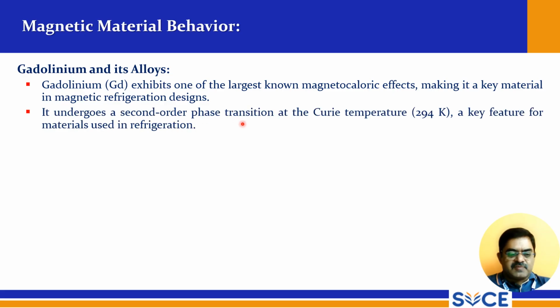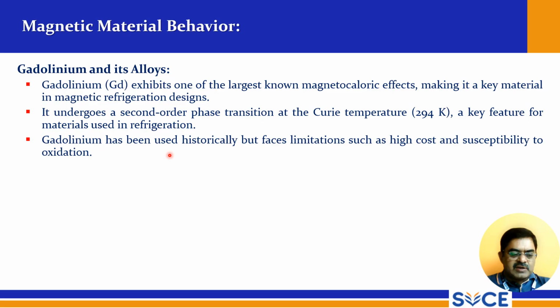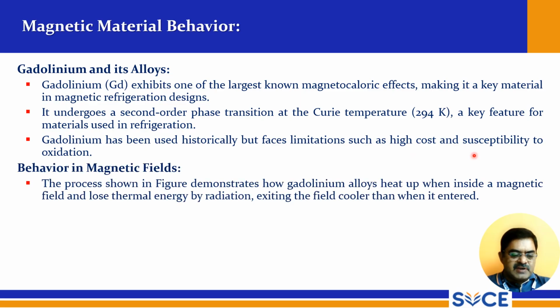It undergoes a second order phase transition at the Curie temperature of 294 Kelvin, a key feature for materials used in refrigeration. Gadolinium has been used historically but faces limitations such as high cost and susceptibility to oxidation. The process shown in the figure demonstrates how a gadolinium alloy heats up when inside a magnetic field and loses thermal energy by radiation, exiting the field cooler than when it entered. So this diagram we will see in a coming slide.